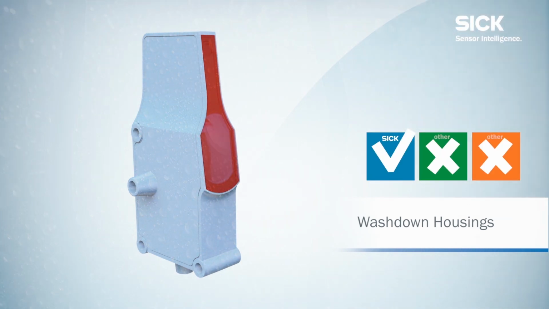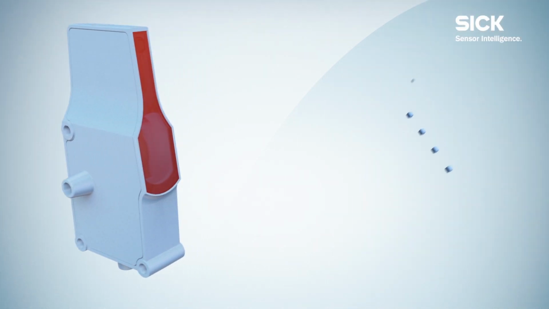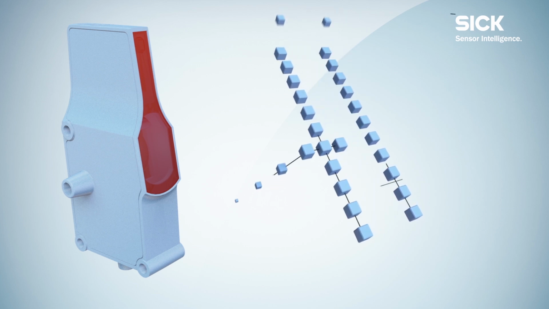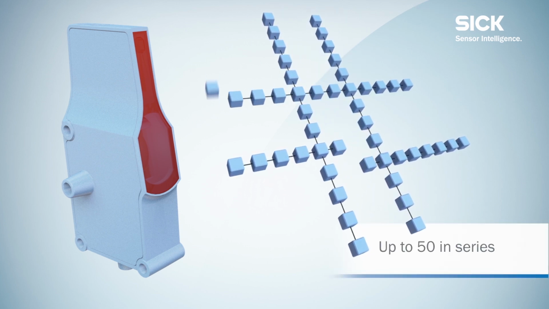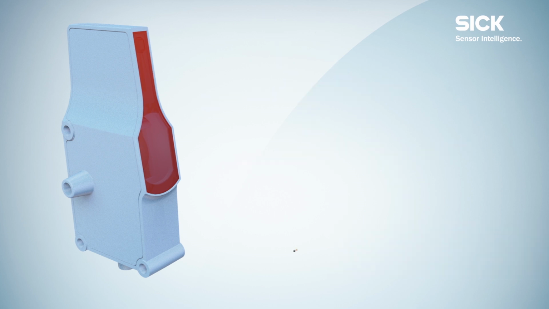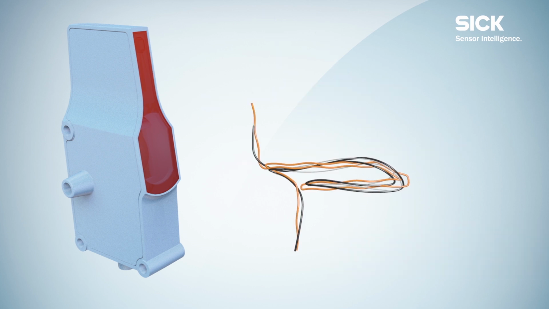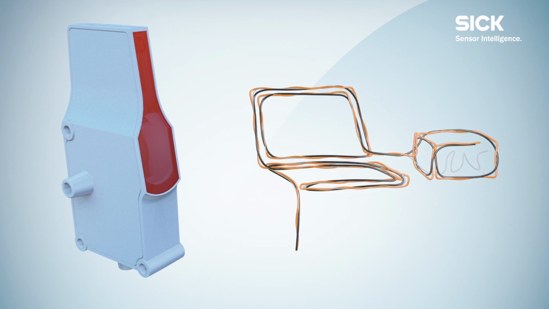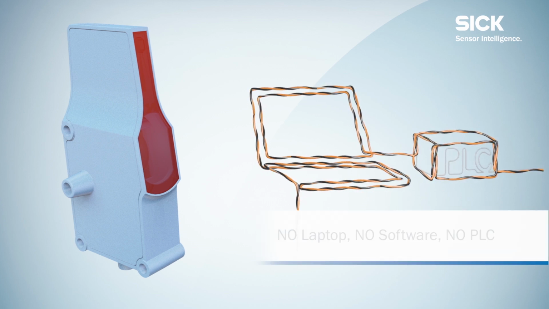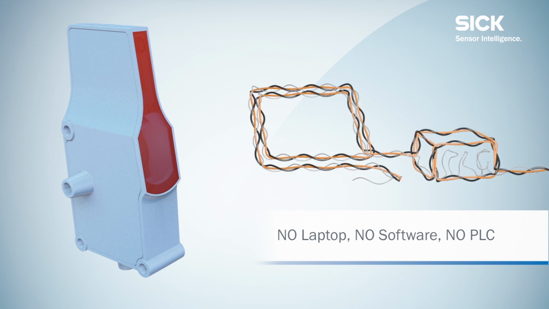The IR sensor has integrated logic and can be daisy-chained together, letting the zero-pressure accumulation logic take over. The all-in-one solution with sensor, logic, and actuator reduces wiring and eliminates programming from your conveyor. No laptop, software, or PLC.